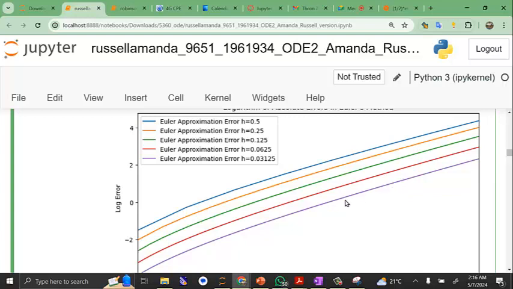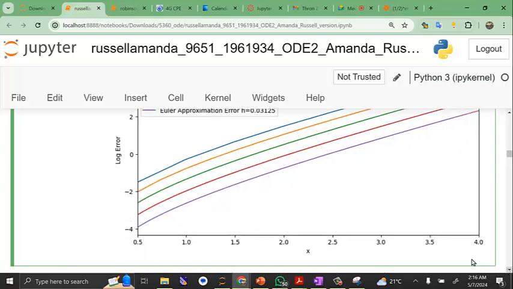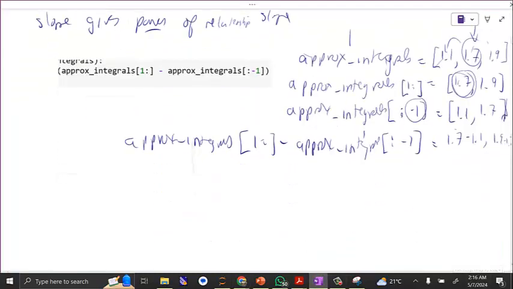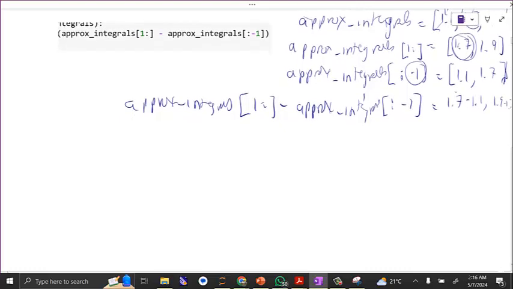So what is the constant slope telling you? The constant slope is telling you that there is a linear relationship between x and the logarithm of the error. Now notice this is not log of x, this is x. There's a linear relationship between x and the logarithm of the error. So that's a little bit different from what we had before. So what does that tell me about the dependence of the error on x? So we have the log of the error.